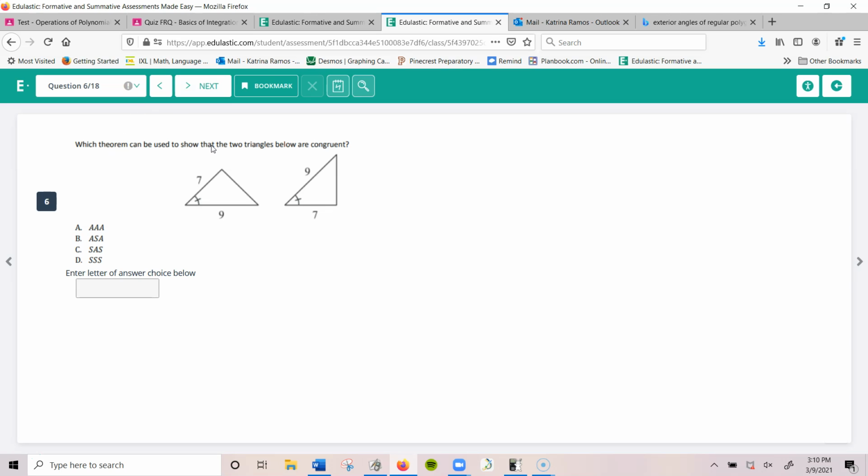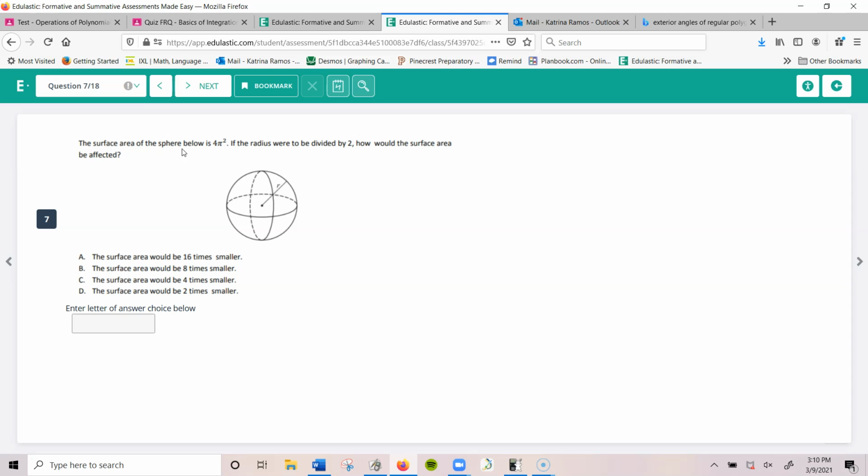Which theorem can be used to show that the two triangles below are congruent? So what we have here, even though they're not exactly corresponding in this way, we have this angle and this angle, and then we have these two congruent sides and these two congruent sides. So what we have is a side, angle, and a side. So that would be SAS, which is C. S stands for sides, and A stands for angles. So what you're looking for is the order in which you're given the sides and angles.